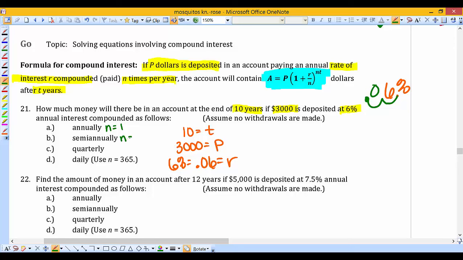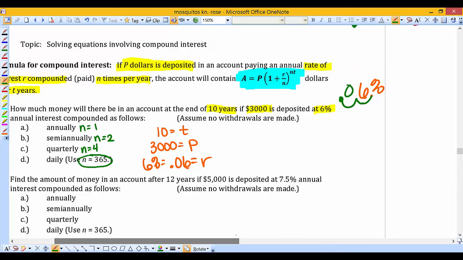Semi-annually is 2 times a year, so N will be 2. Quarterly is 4 times a year, so N will be 4. And in D, they're telling you daily, use 365 for N. So you're going to plug into your equation. I'll go ahead and do the daily for you since it's the largest number, and then you should be able to figure out the rest.